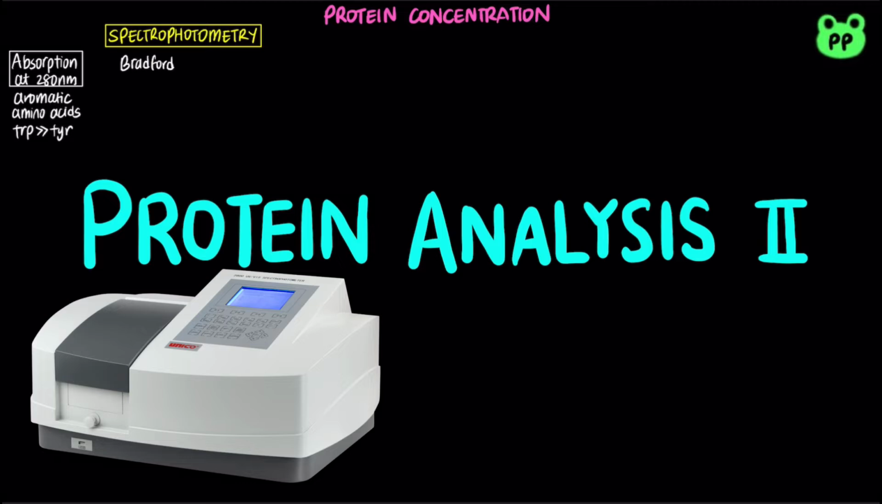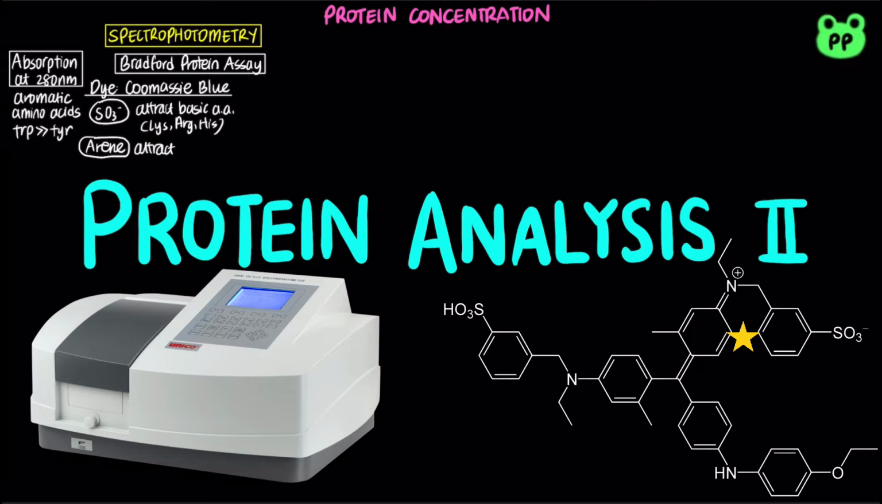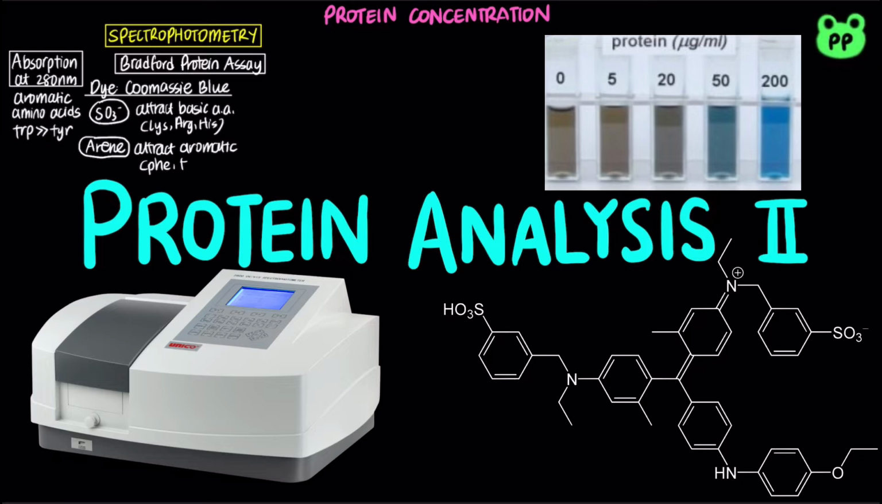The Bradford protein assay is based on the absorption shift of the dye Coomassie Brilliant Blue when it binds to protein. The sulfonate group on Coomassie Blue attracts basic amino acids, including lysine, arginine, and histidine, while the arenes in the Coomassie Blue attract aromatic amino acids, including phenylalanine, tryptophan, and tyrosine. These interactions stabilize the dye, changing it from brown to blue.